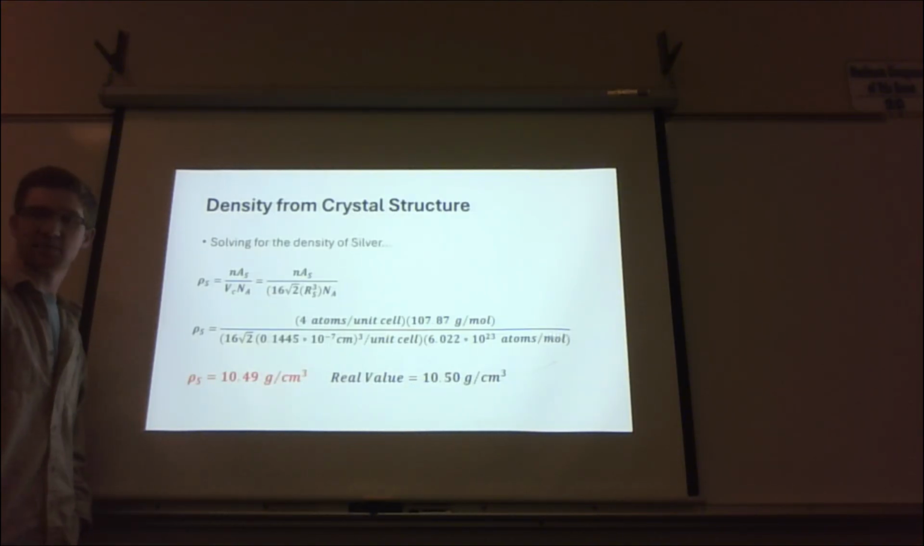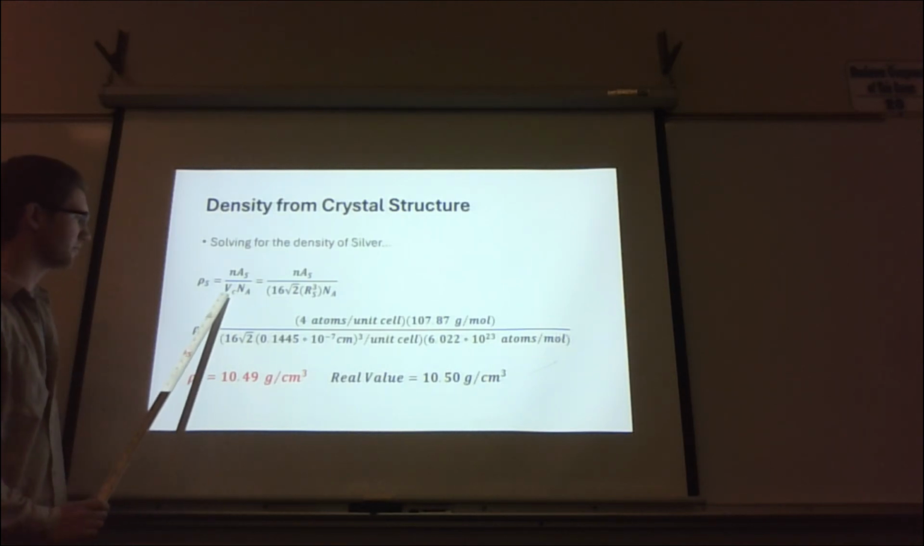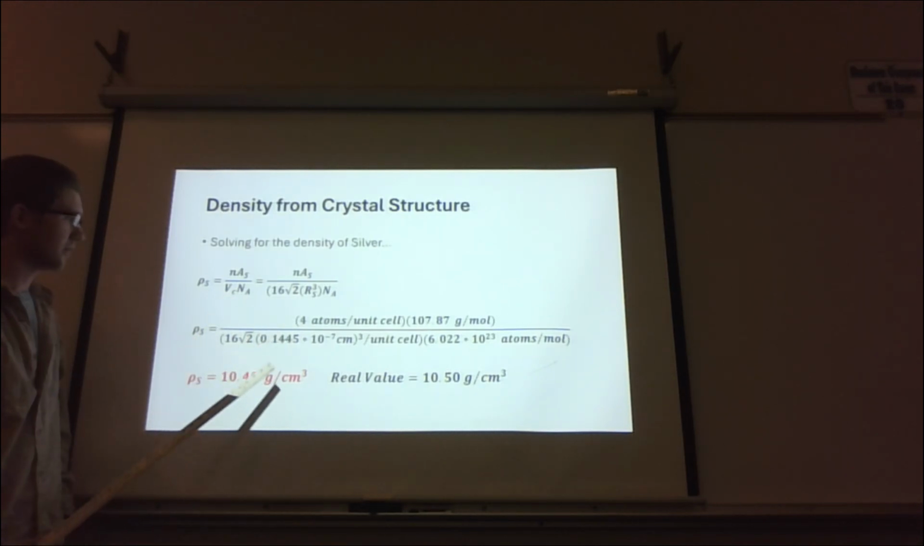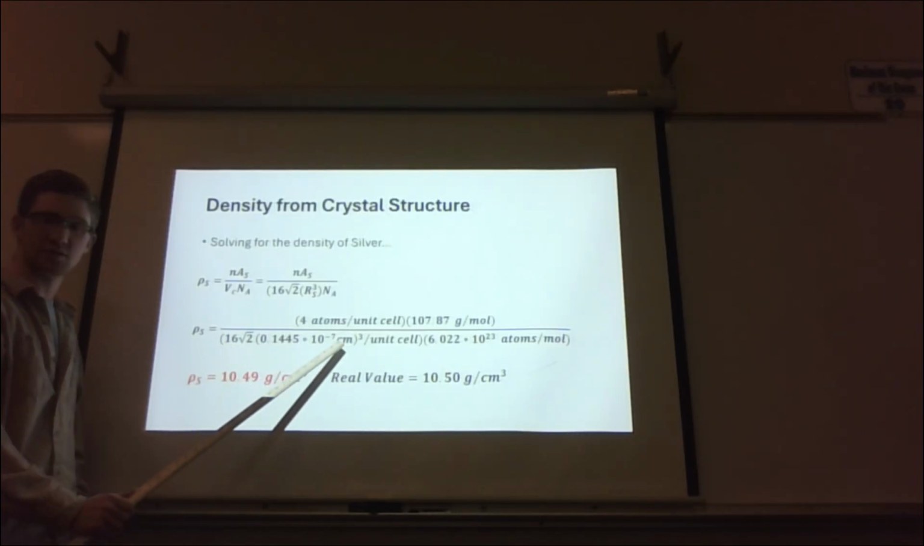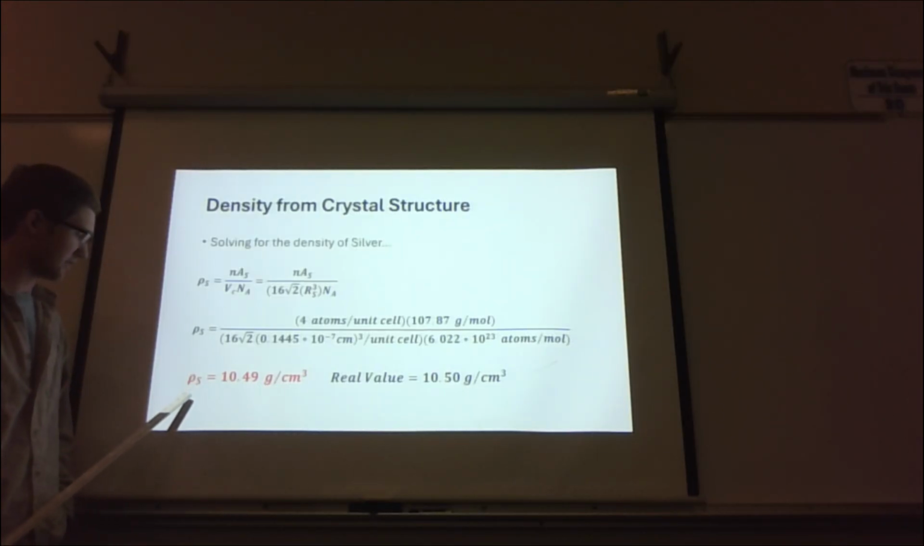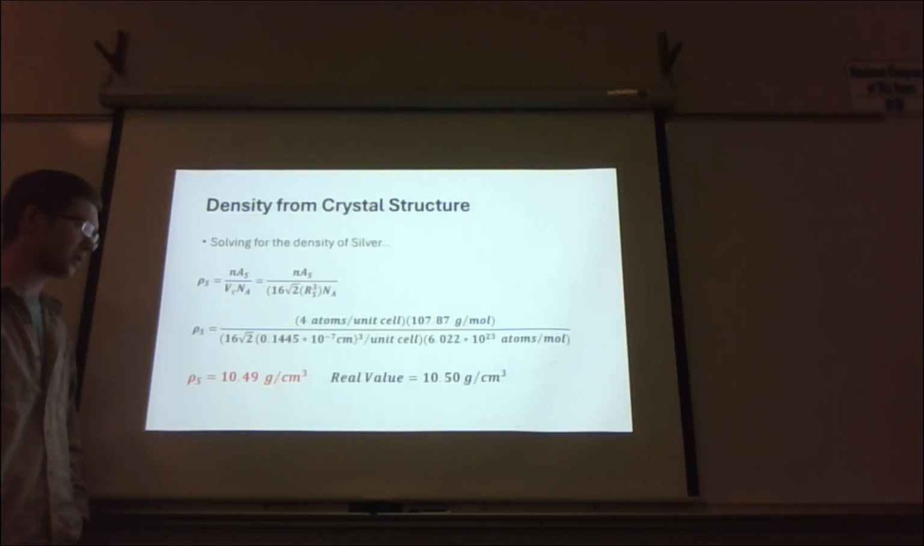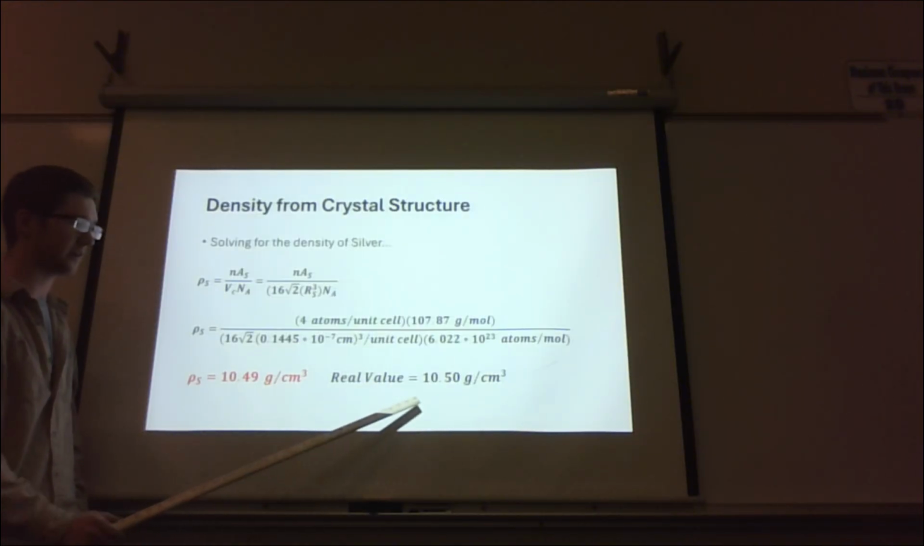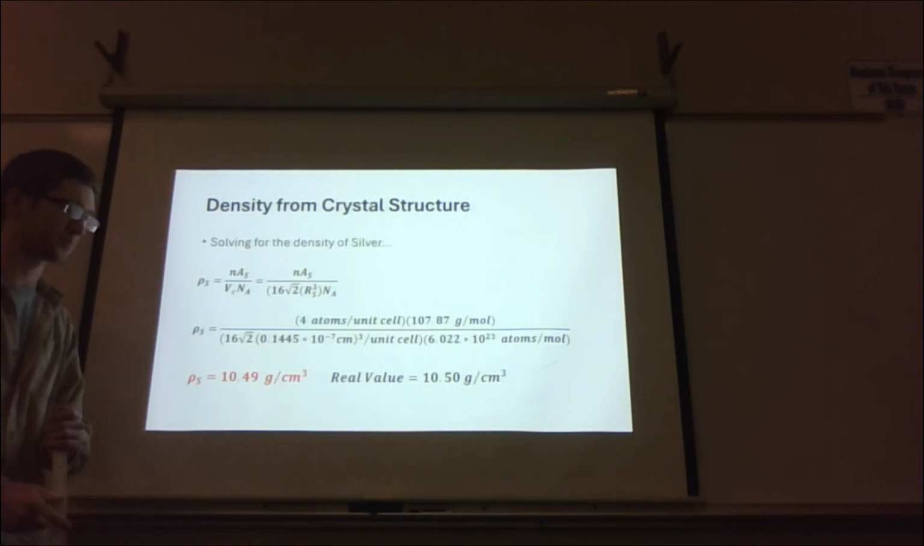And now we do the exact same thing for silver. We take our volume equation, we put all of our numbers in here, as we see. Again, I converted to centimeters instead of leaving it as nanometers. And then we solve for the density, and here we get 10.49 grams per centimeter cubed, which again is very close to the real value of 10.50 grams per centimeter cubed.